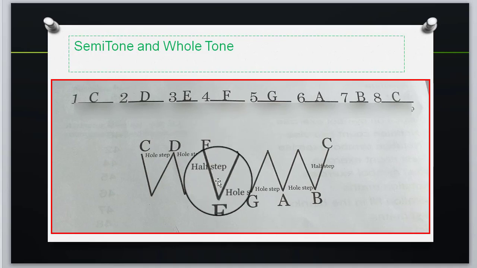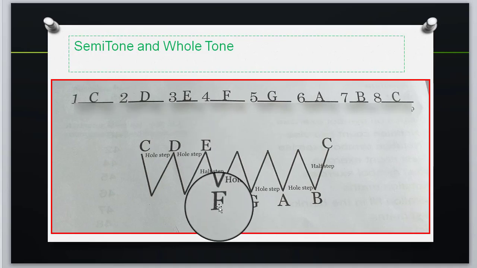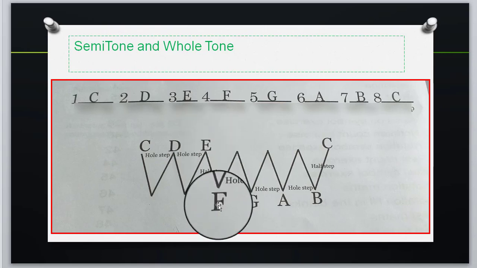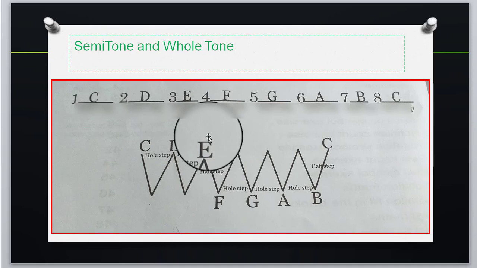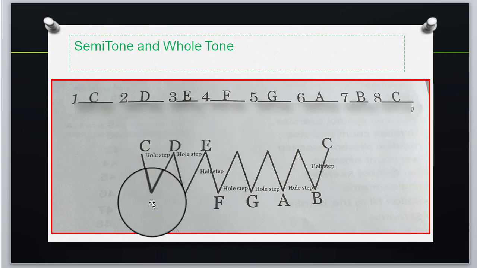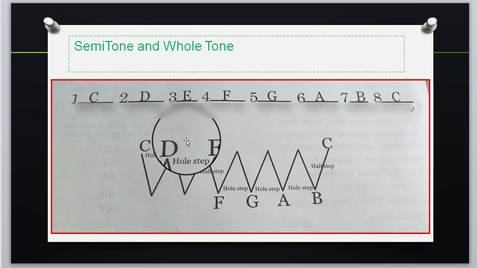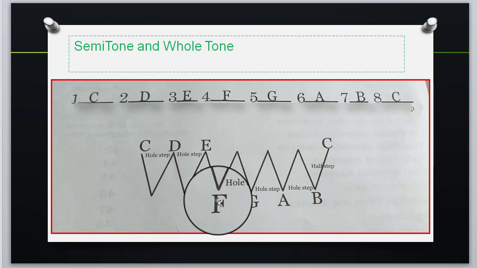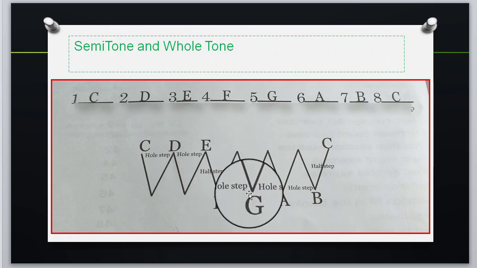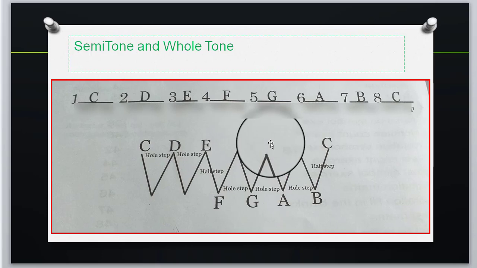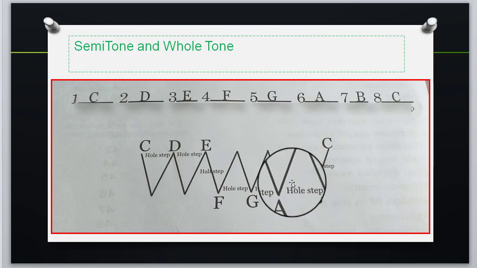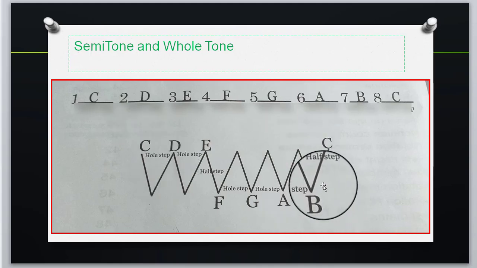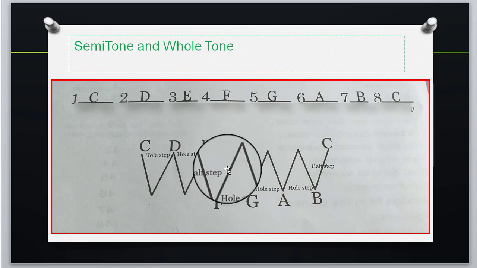Now here, when music goes from E to F, it is not a whole tone. It is a semitone, because E to F is a half step ahead. There is no E sharp between E and F. Now C to C sharp is a half step. C sharp to D is a half step, but C to D is a whole step. F to F sharp to G is a whole step. G to G sharp to A, whole step. A to A sharp to B is a whole step. Again, from B to C is a half step.